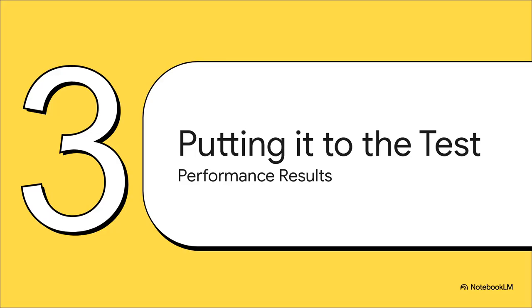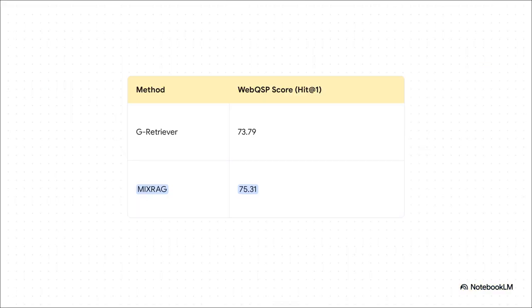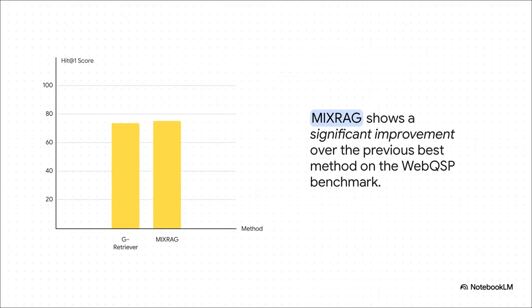Okay, so the theory is solid, right? A team of specialists and a smart filter to clean up the results. But the real question is, does it actually work any better in the real world? Let's take a look at the results. And the answer is a big yes. When they tested it on a really tough question-answering benchmark, MIXRAG didn't just do well, it actually beat the previous best method, setting a new state-of-the-art score. It's the new champion. Now, I know you might look at those numbers and think, hey, that doesn't seem like a huge jump, but trust me, in the world of AI benchmarks, an improvement like this is a really big deal. It proves that this team of experts strategy is genuinely more effective.